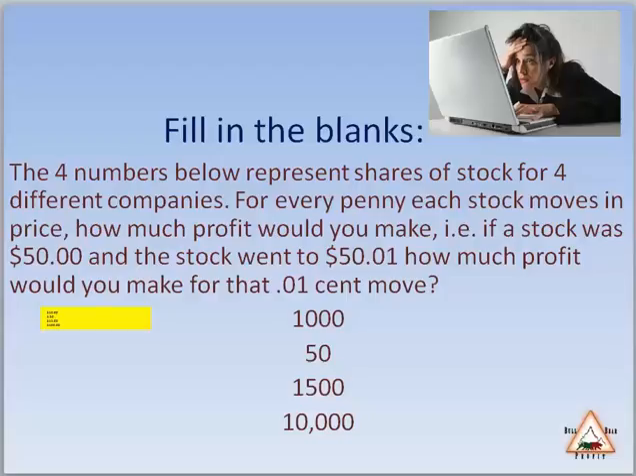Once again, each of these numbers is like 1,000 shares for Facebook, 50 shares for Twitter, 1,500 shares for Microsoft, 10,000 shares for Tesla. I just want to make sure you understand the question correctly. So those are the different shares for different companies. And then the question is, once again, for every penny each stock moves in price, how much profit would that represent?